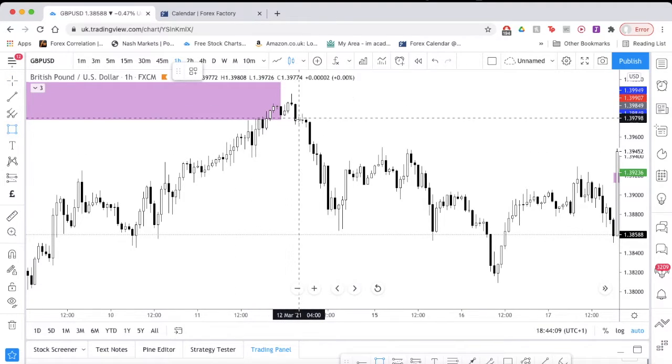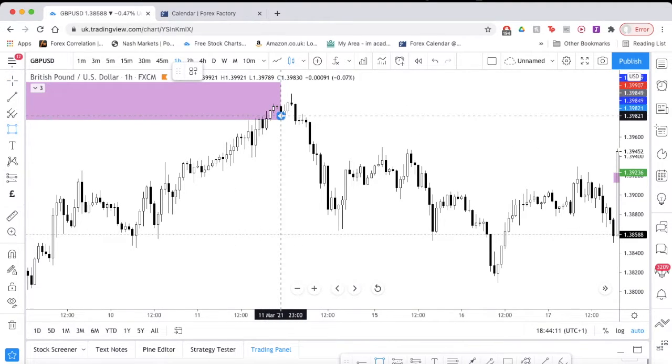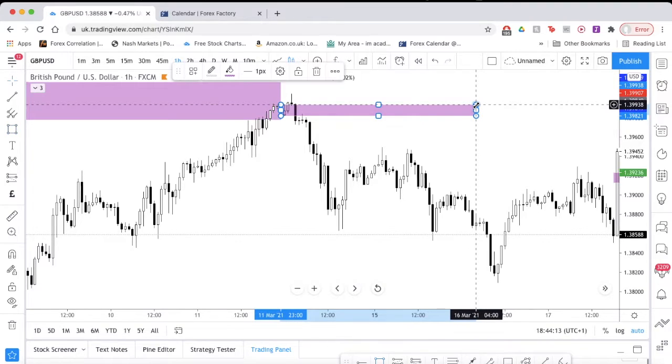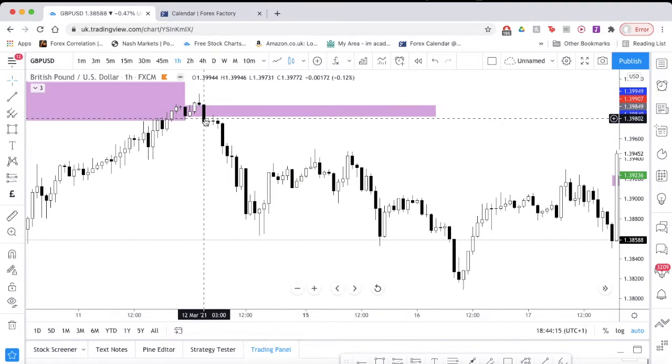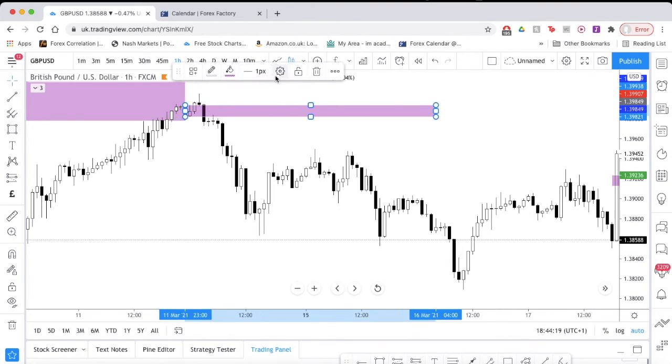good area to look at for some selling scenario. And the area I'm marking up right now is this imbalance that exists on the hourly time frame in this section right here.